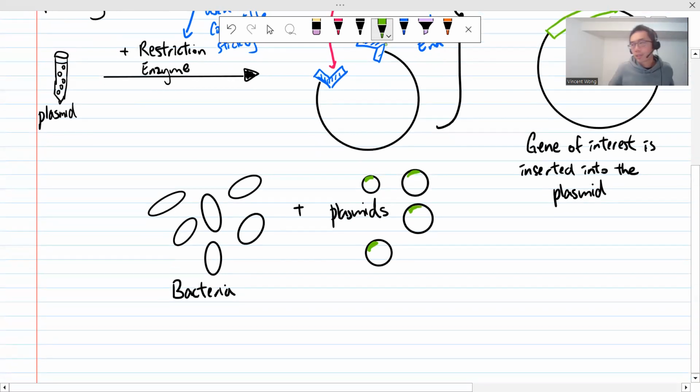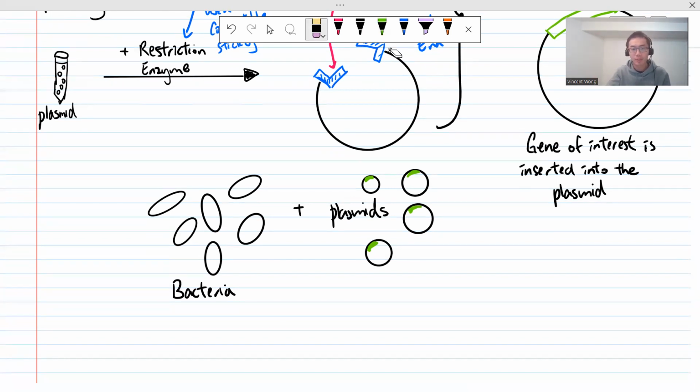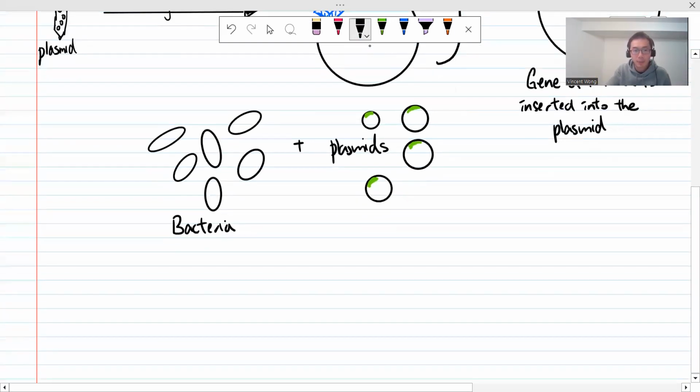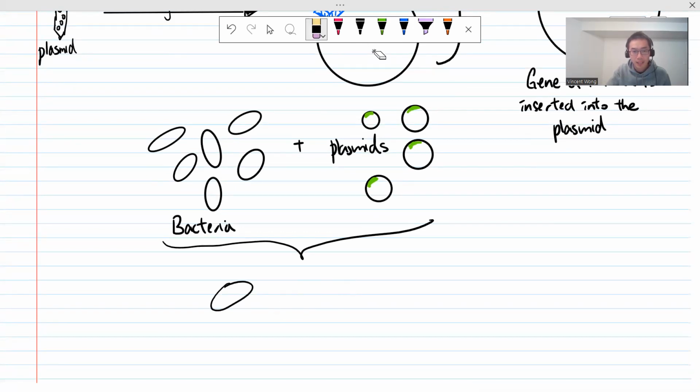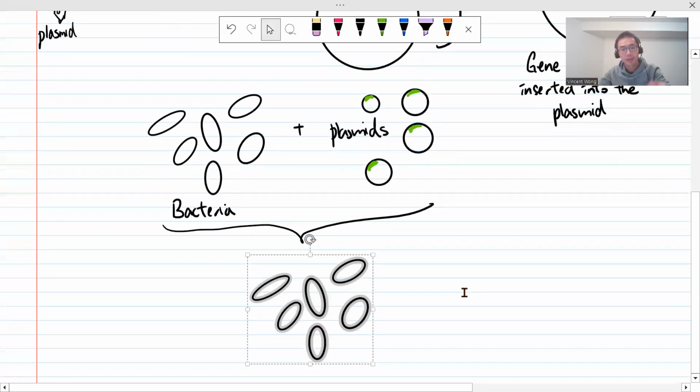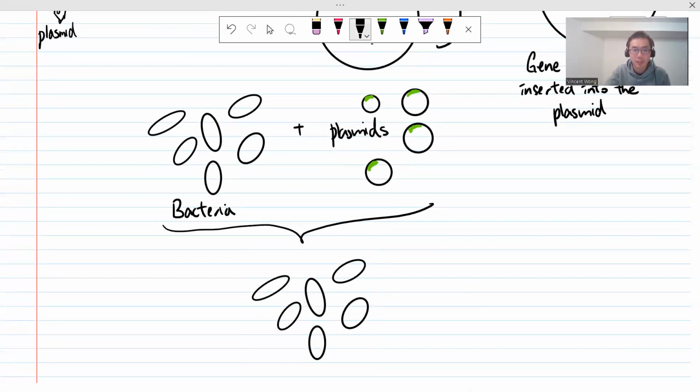You're going to mix them together. You're going to encourage them to take it. I'm not going to go into the details of how you can encourage them. You're just like, take it, right? And so you cannot guarantee all of them are going to take up the plasmid, but afterwards you will have some bacteria that have taken the plasmid and others that have not. Let me just copy this guy over. Right. So some would have accepted the plasmid. Some would not.